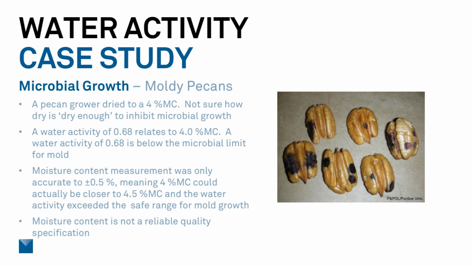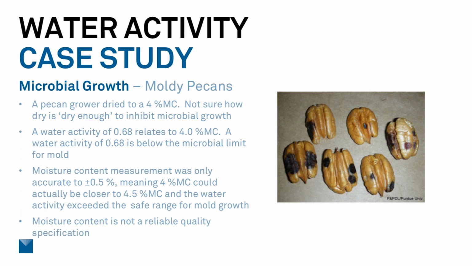All right, so I'd like to give a little bit of a case study here for the microbial growth. We're going to start with this example of moldy pecans. We have a grower who always dries his pecans to 4% moisture content, not really sure knowing how dry is enough for the microbial growth. And historically, this has always been fine. He hasn't had a trouble with having this 4% as his moisture specification.